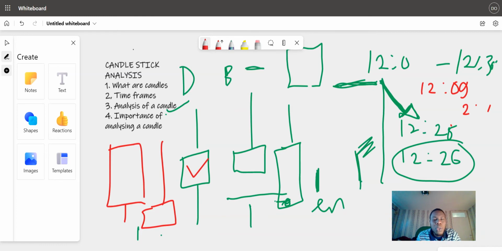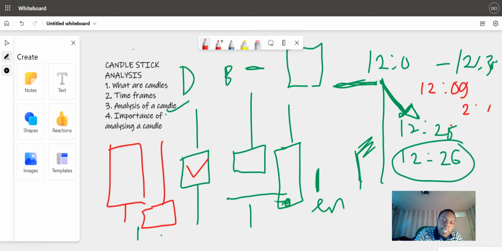For this one, it's important to understand that the shadows are almost of equal height, equal length. So it means that both buyers and sellers are strong. So I need to be careful in this market. I can't say it's going to be a bullish market or a bearish market because both buyers and sellers are strong. So I need to be very patient.